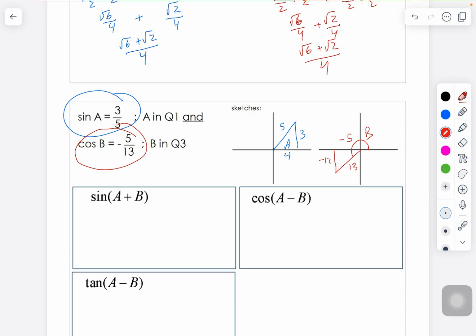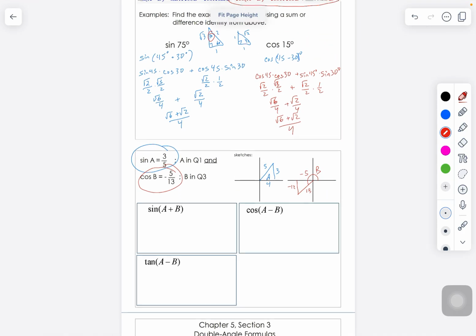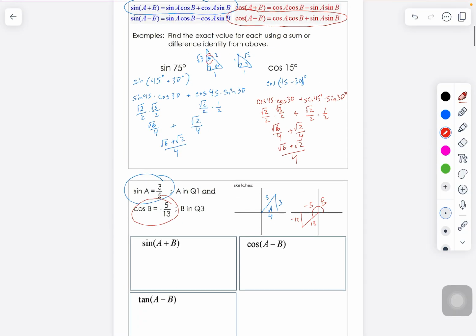Now, if I want to take the sine of angle A plus the sine of angle B, and again, like I told you, I don't know these formulas. You won't know these formulas. You're just going to get a sheet that you're going to work with. That's going to be the sine of angle A times the cosine of angle B plus the cosine of angle A times the sine of angle B.